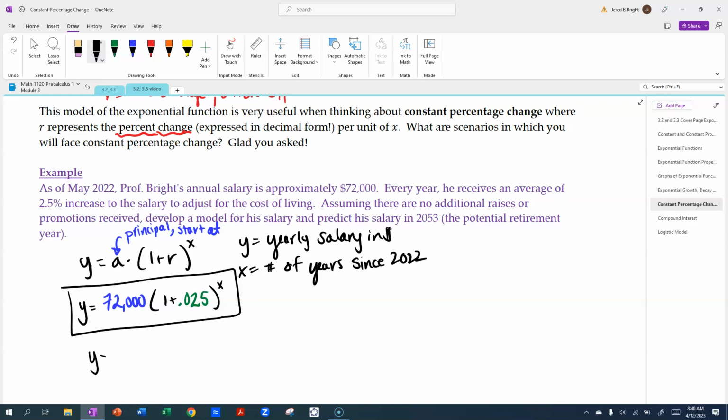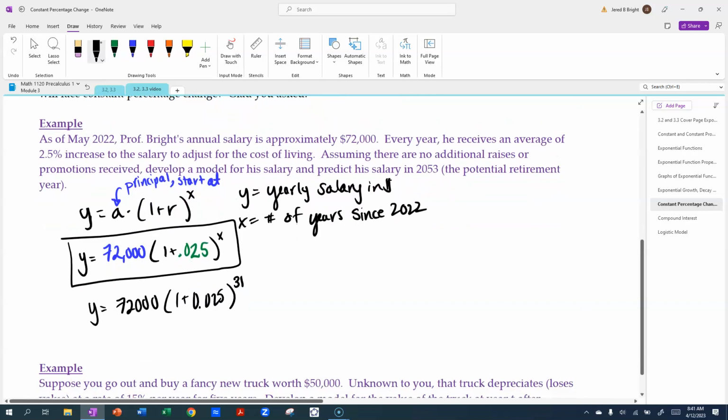And then if I evaluate my salary model for when I turn 65 and would retire that year. So let's see, 2022, I would retire in 2053. So that would be 31 years of exponential growth. Okay. And so then if you evaluate this using a calculator, I got $154,800 and 49 cents. That would be my annual salary that last year that I work.